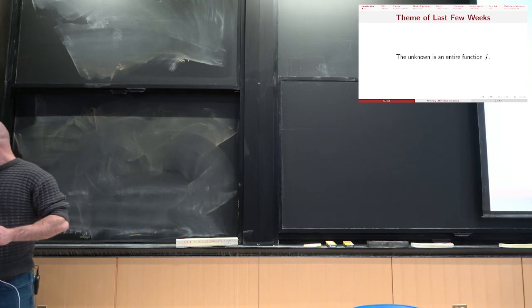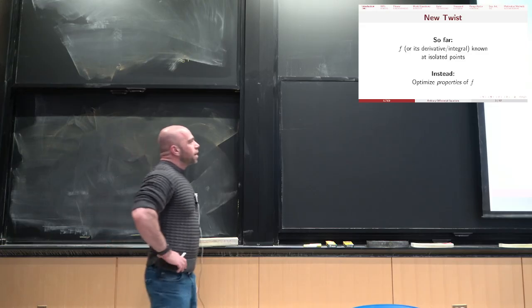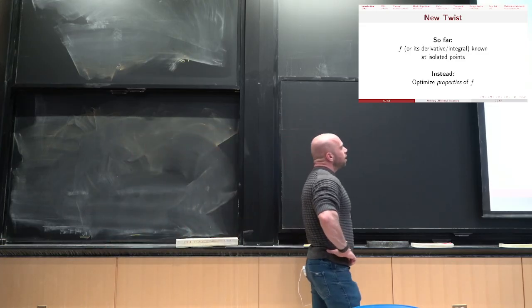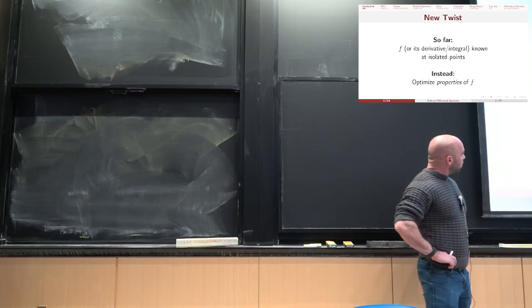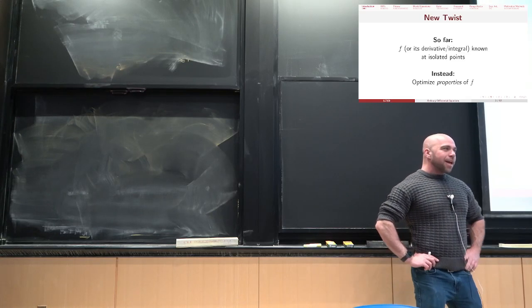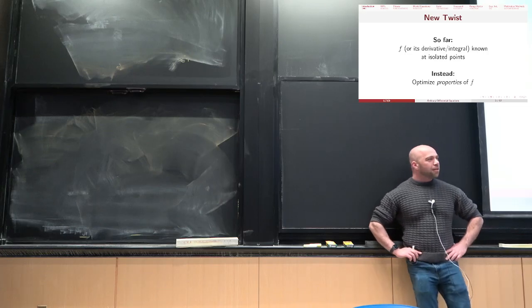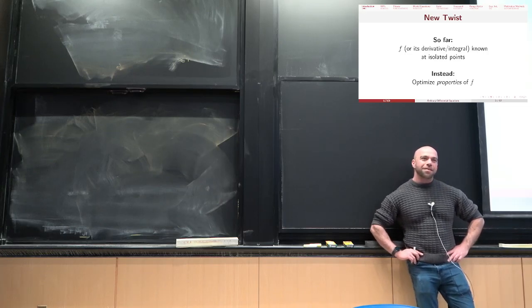Yep. Today, we're going to put a new twist on our problem, which is we're going to talk about problems where still the object that we don't know is a function or its derivative or integral. But rather than just having samples from that function, instead we're going to know some property of that function, and we're trying to find the thing that satisfies it.